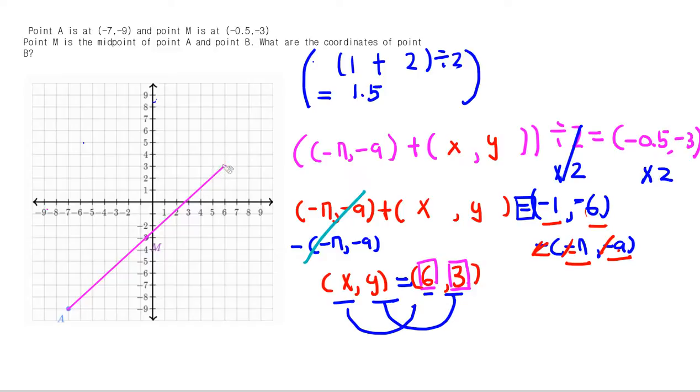So we're done. If you look at these points and these lines, this length and this length should be equal because we found the midpoint. This was the last example of finding midpoints of line segments, or the midpoints of two points. And we're finished. The answer was (6, 3).